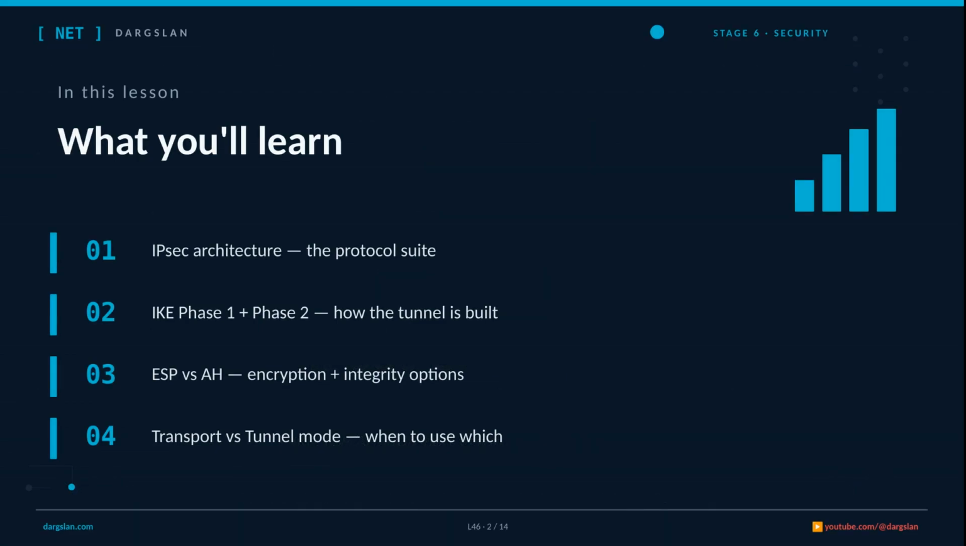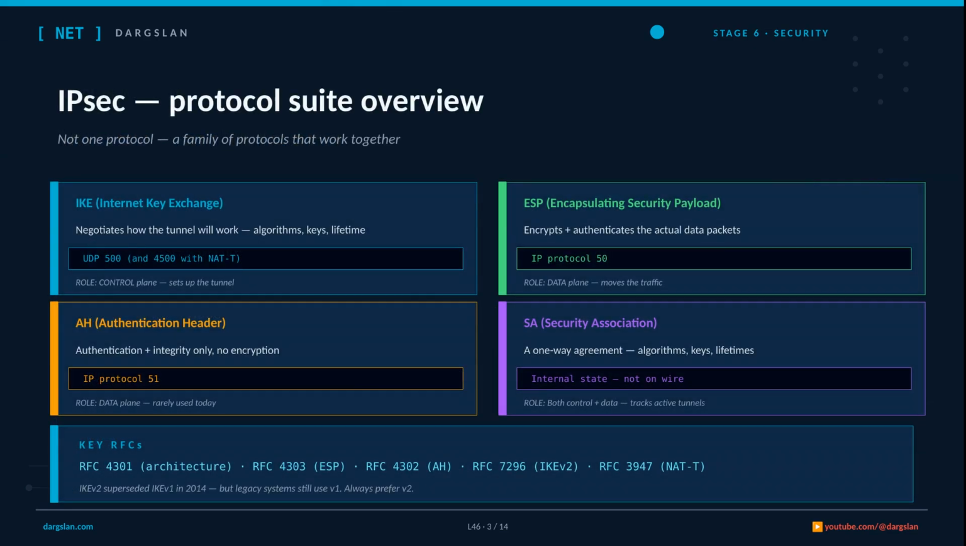So here's the roadmap for the next few minutes. We'll start by laying out the IPsec architecture itself, the cast of protocols that cooperate to make this thing work. Then we'll walk through IKE, both Phase 1 and Phase 2, to see exactly how a tunnel gets negotiated and brought up. From there, we'll compare ESP and AH to understand your encryption and integrity choices, and we'll finish on transport versus tunnel mode, when each one is the right tool for the job. So let's meet the cast.